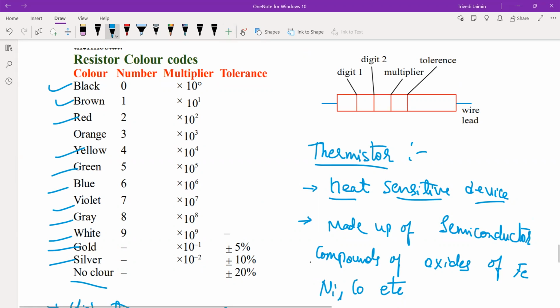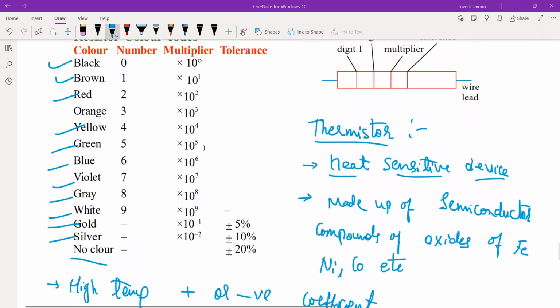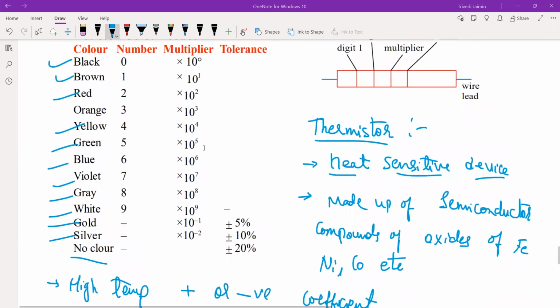You want me to write, or you know this trick to remember? Yes, guys? So it is increasing, like the multiplier is 0, 1, 2, 3, like that. It's increasing like that.